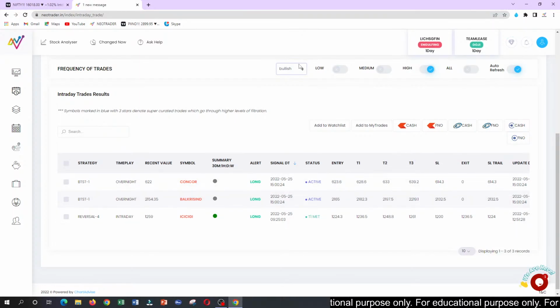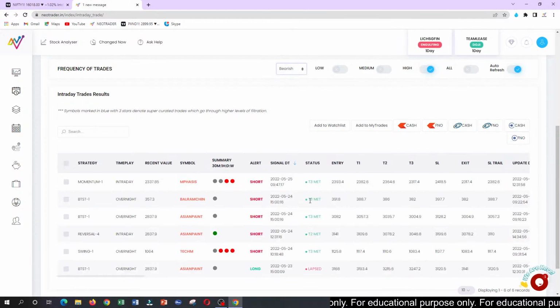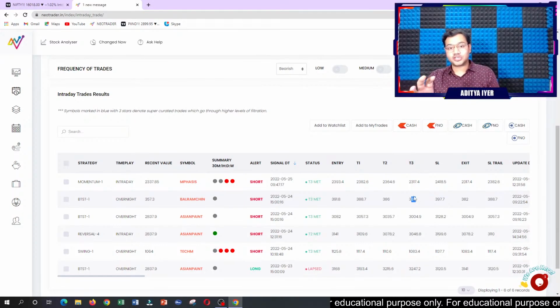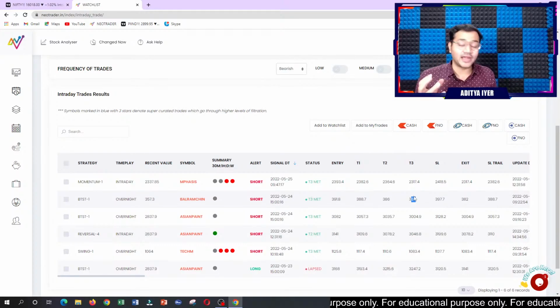All right. And I don't know if you noticed, but when I actually chose my bearish list, I got all the stocks that have been T3 met. What is T3 met? That is third target met. So creating a watch list is definitely very, very powerful, right? It helps you build that conviction, you know.